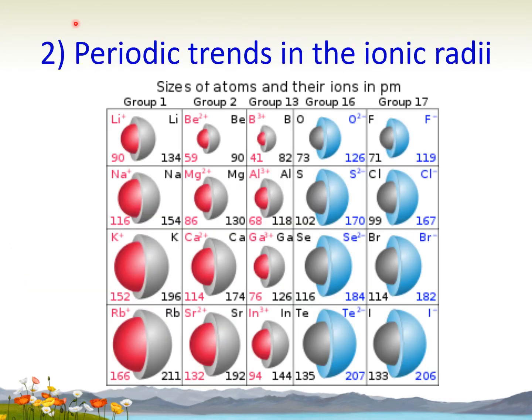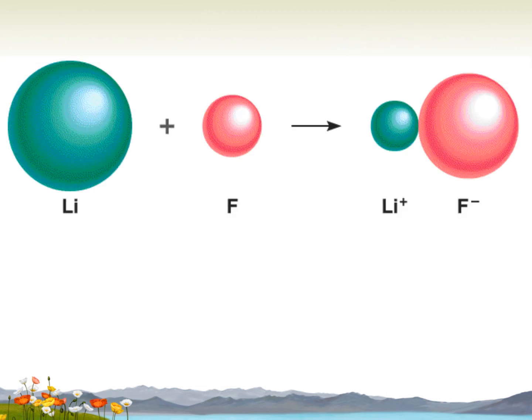Okay, now let's see the periodic trends in the ionic radii. So now we are talking about ionic, meaning it has charge. The electrons are either removed or gained. This is an example of the formation of lithium fluoride. So lithium plus fluorine, and then we will get the ionic compound of Li+ and F-. As you can see in this picture, the picture of the ionic radii.